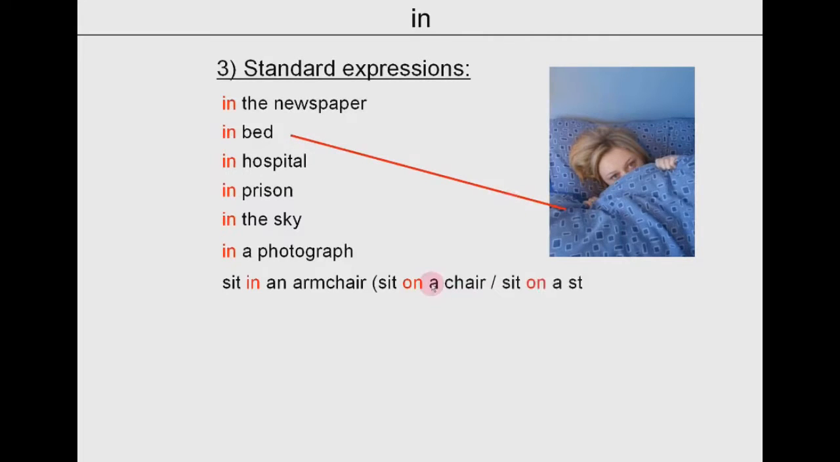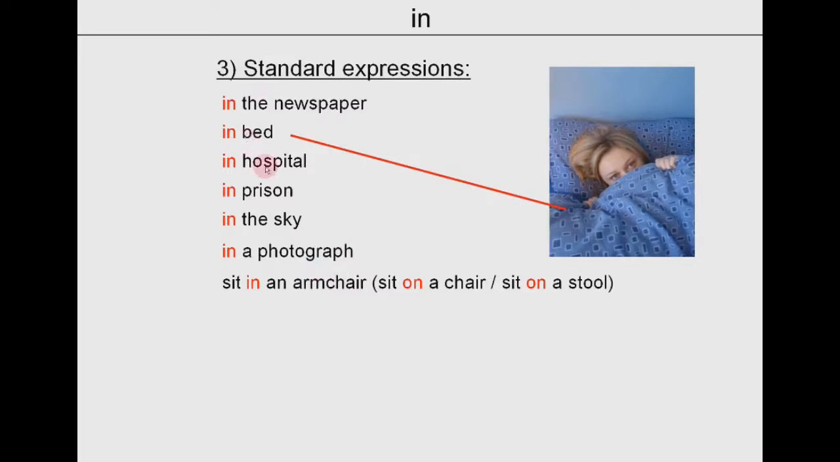And if we are talking about an armchair, we say that we sit in an armchair. But if it is a normal chair or a stool, we say we sit on a chair or we sit on a stool. So in is an exception for armchair.